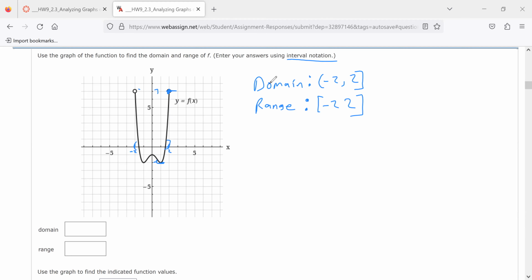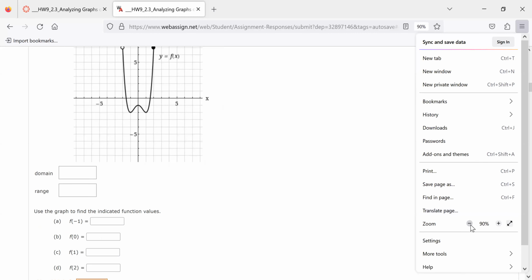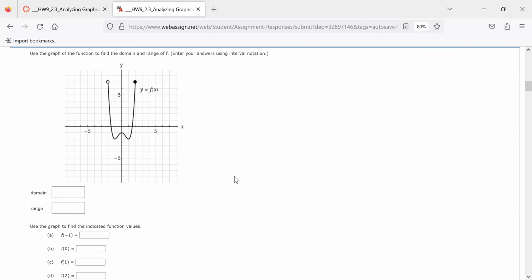You guys cool on this example here? Let me know if you have any issues. Okay, so let me zoom out a little bit so I can see the graph. Can you still see that okay? It's not too small? That's good.